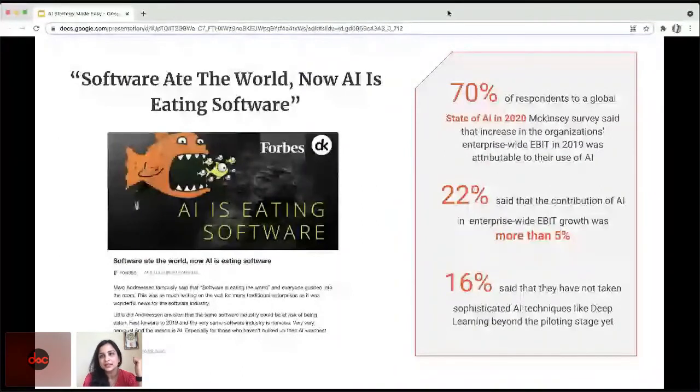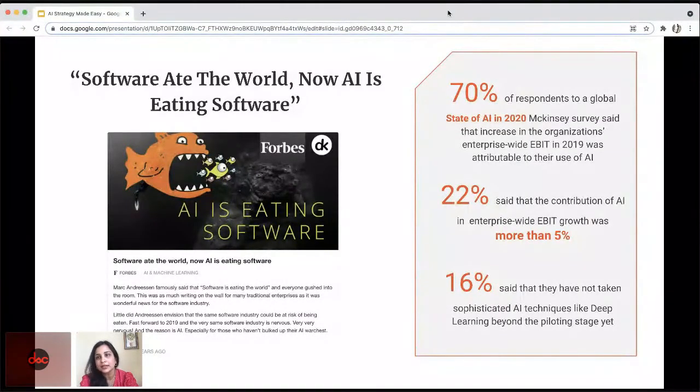In fact, the McKinsey State of AI survey in 2020 stated that 70% of respondents said that AI has led to an increase in the company's organizational level EBIT, which is a big deal, as they are attributing the increase in their profits to AI at an organization level. And 22% of these respondents said that the growth attributed to AI was more than 5%. So there is widespread adoption of AI, and there are many companies which are being successful.